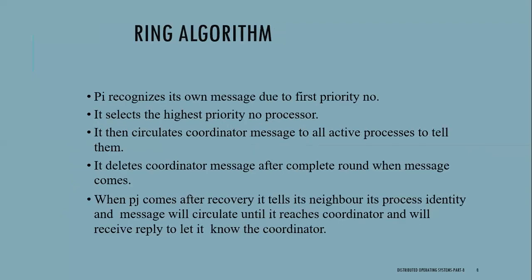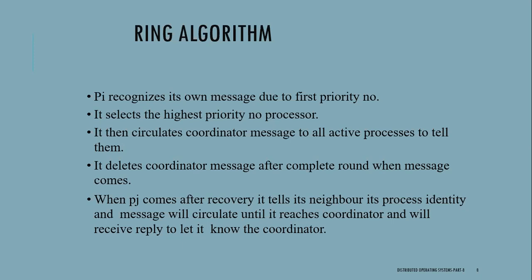Ring algorithm. This is another election algorithm based on the use of a ring, but without a token. We can assume that the processes are physically or logically ordered so that each process knows who its successor is. When any process notices that the coordinator is not functioning, it builds an election message containing its own process number and sends the message to its successor. If the successor is down, then the sender skips over the successor and goes to the next member along the ring, or the one after that, until a running process is located.